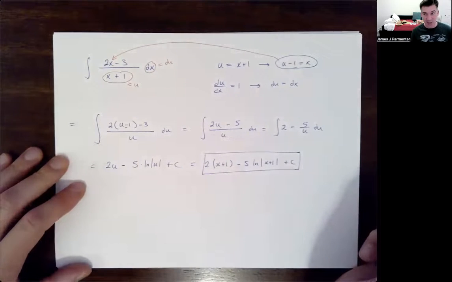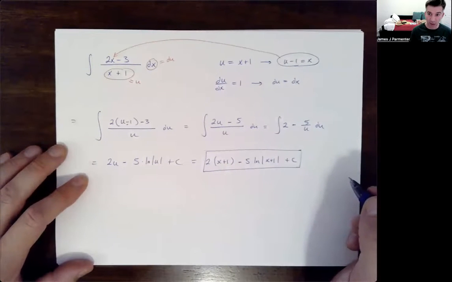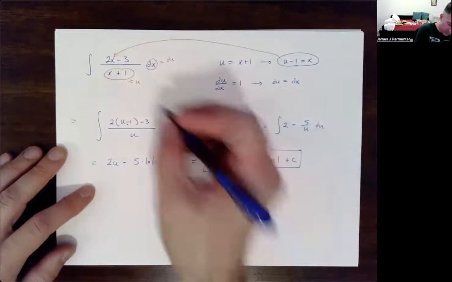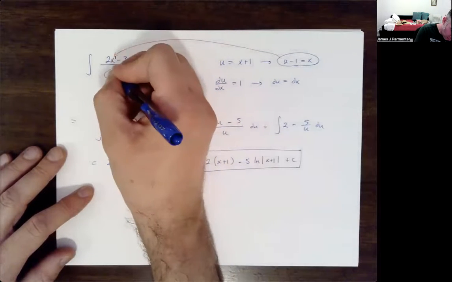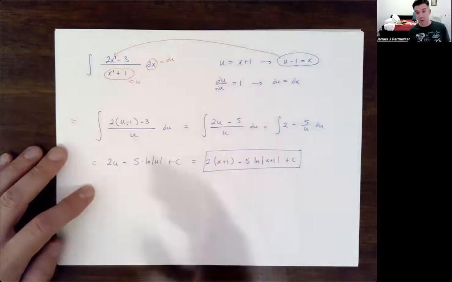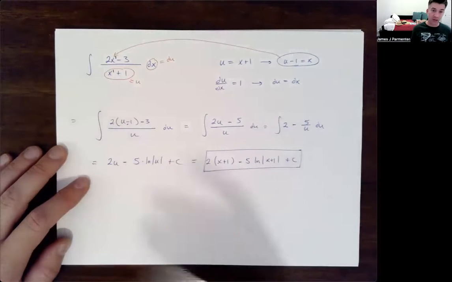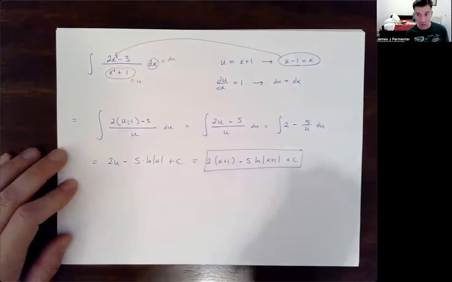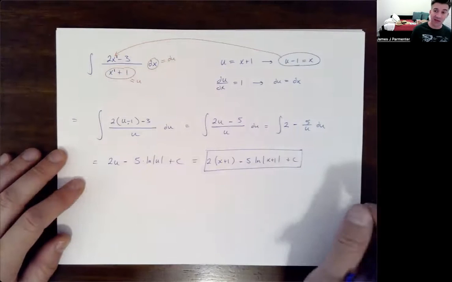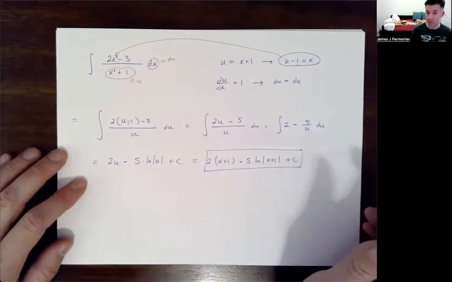But I think it's easier to do this problem if you do polynomial division, because if the power on top is greater than, or I should say, not the power, the degree, right, the highest power. If the degree on top is greater than or equal to the degree on the bottom, then you can and probably should do polynomial long division.